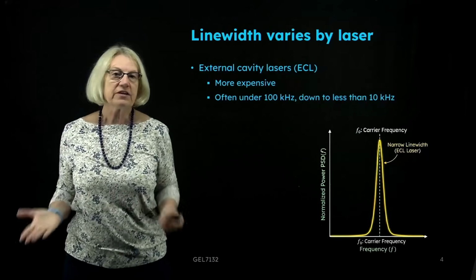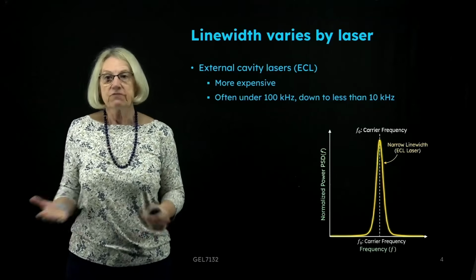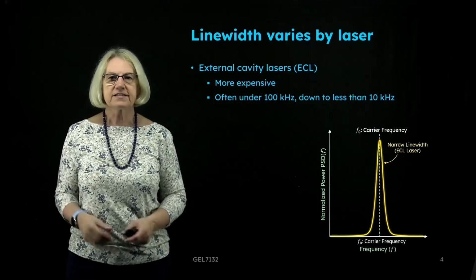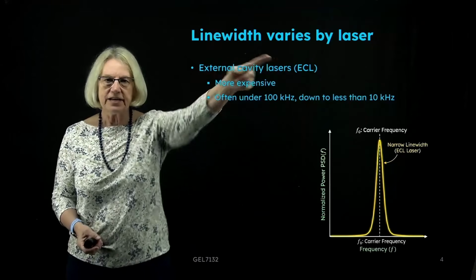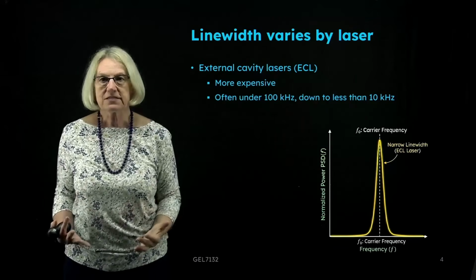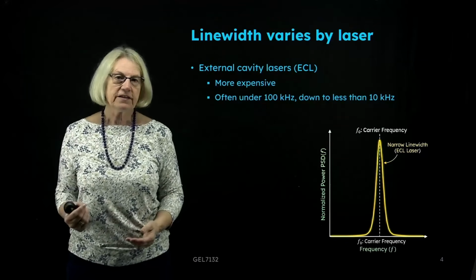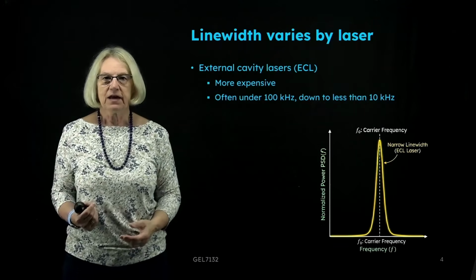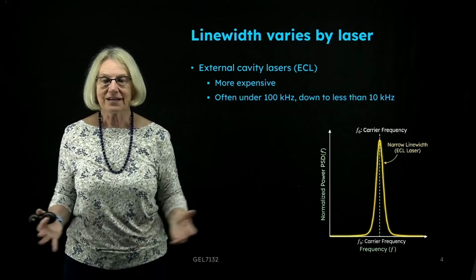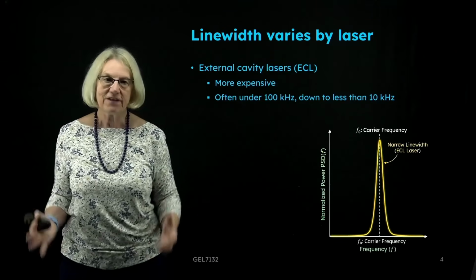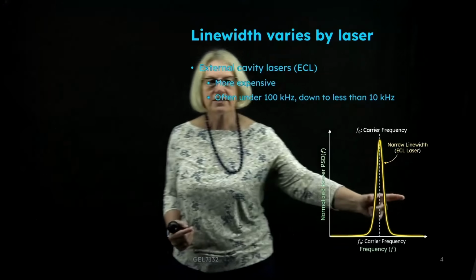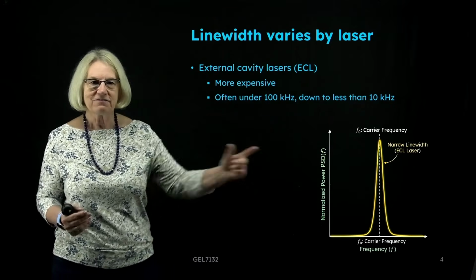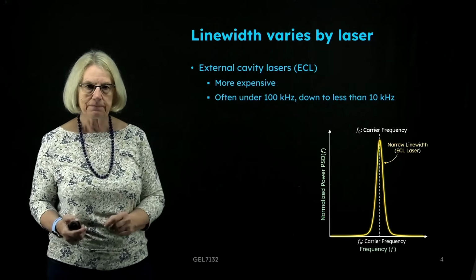Now, line width varies by laser. It depends on what kind of laser. They will have different characteristics for their noise. For instance, an external cavity laser, an ECL, is a more expensive laser, but it's often under 100 kilohertz of line width. And it can get down as low as something like less than 10 kilohertz. Very, very narrow. So it's a closer approximation to this ideal Dirac. Very narrow line width lasers.